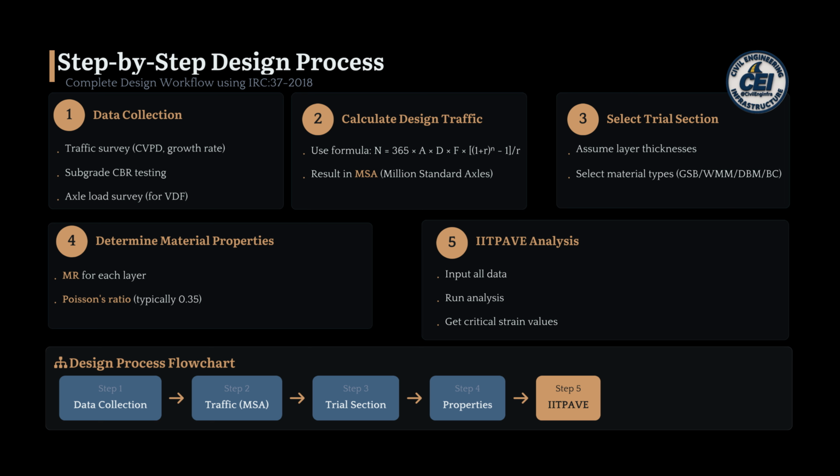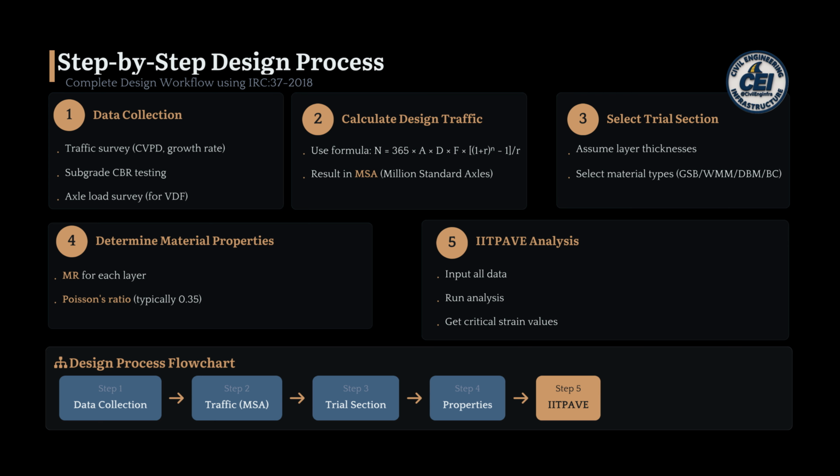Step 2. Calculate design traffic, MSA. Use the formula: N is equal to 365 times A times D times F times (1 plus r) to the power n minus 1, divided by r, where A is equal to initial CBPD, D is equal to lane distribution factor, F is equal to vehicle damage factor, VDF. The result gives N in million standard axles, MSA.